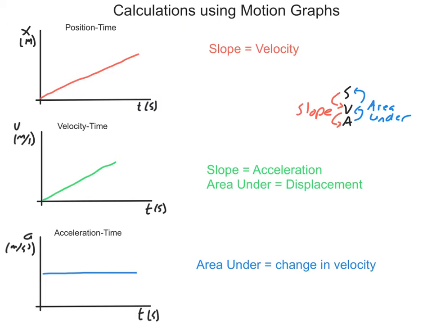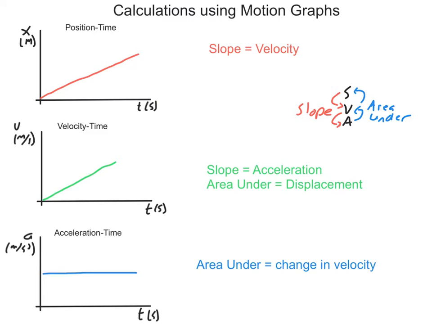Now this should, even before I go through the proofs in class, make some sense to you, because the definition of velocity is the rate of change of displacement, and rate of change means slope. So the slope in a position time graph, the rate of change of displacement, is going to be my velocity. Same thing with velocity time. Acceleration, the definition, is the rate of change of velocity. Rate of change means slope. So the slope in a velocity time graph is the acceleration.